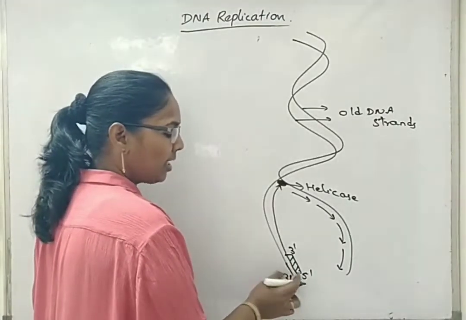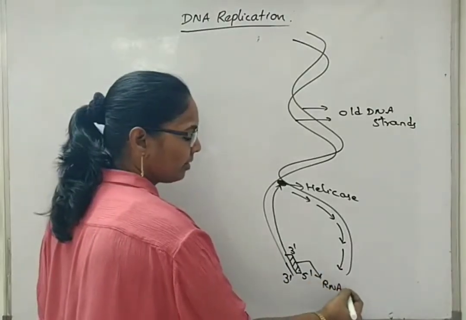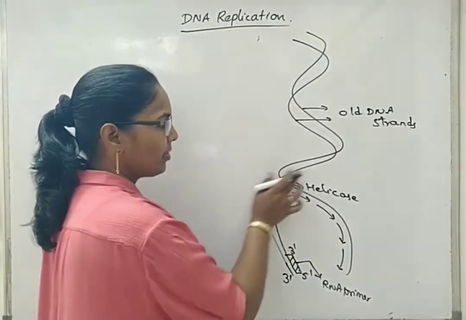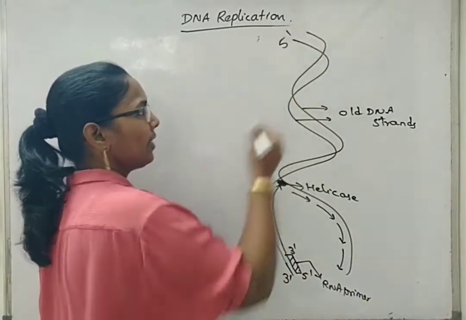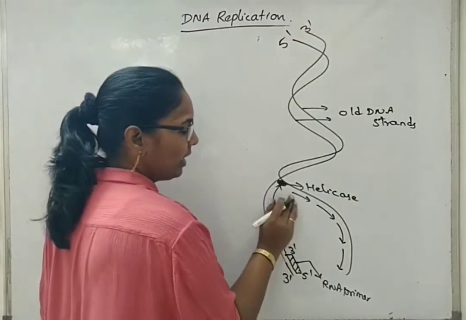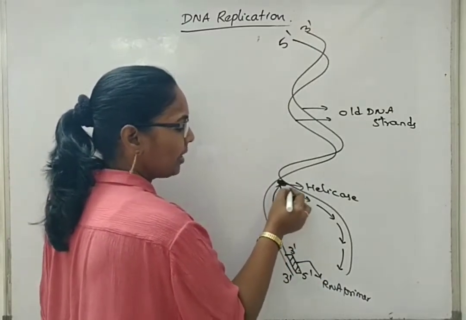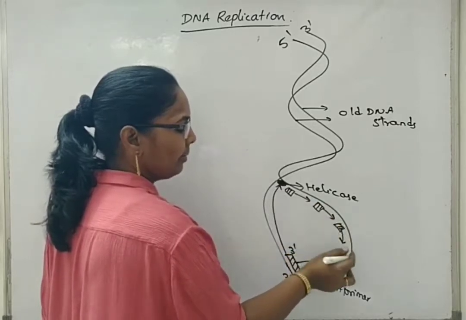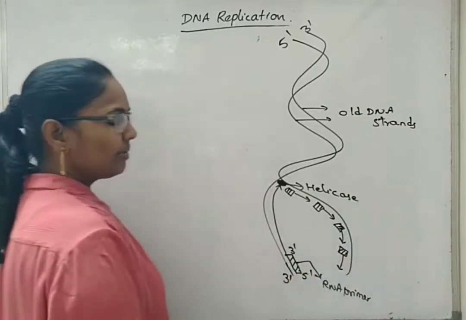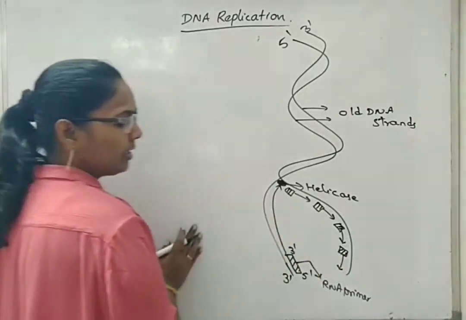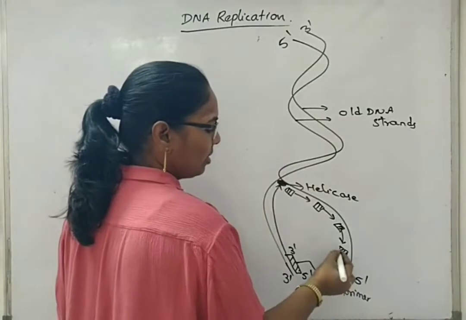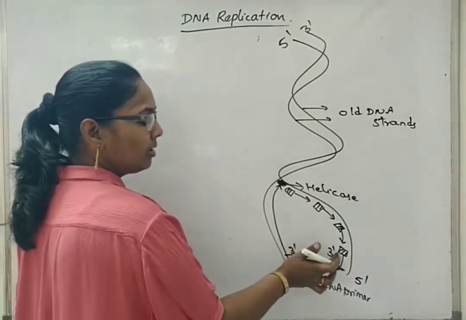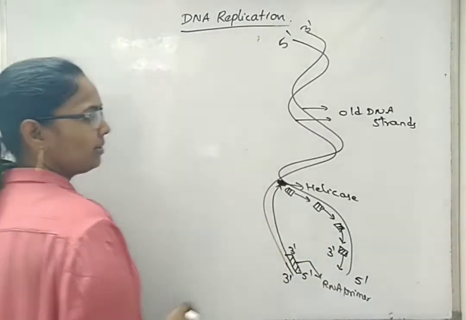It means that the RNA primer is attached on the 3' end of the old DNA strand. It will be 5', then it will be 3'. Now, in case of other strand, here will be the RNA primer attached. There will be many RNA primers attached on the other side, which is giving discontinuous DNA strands. Then this will be 5'. So, new nucleotides are added on the RNA primer only on the 3' end of the RNA primer.